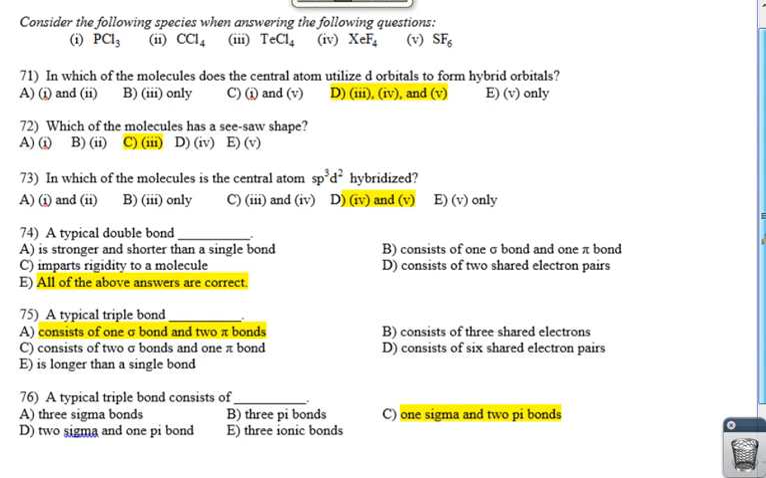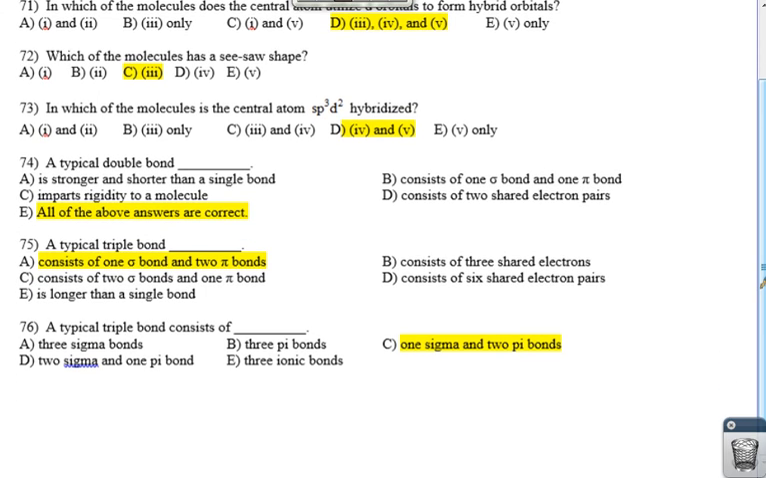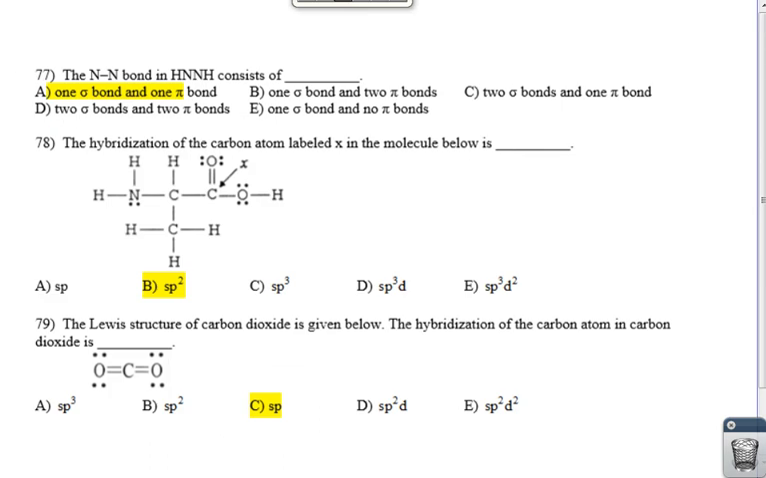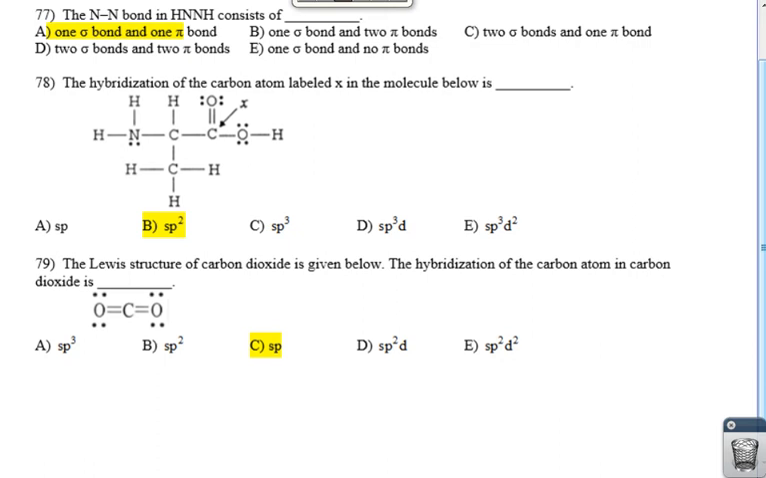More double, triple, sigma, sigma, pi, pi, pi. And I think that's the end. No, one more. Lewis dot structures. What else could we say? Other than SP, this is SP hybridized, going in 2 directions. It's also got 2 pi bonds, right? It's 2 pi bonds, 2 sigma bonds. It's non-polar.